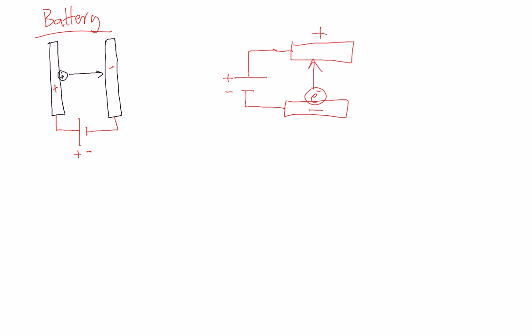Therefore, our electron will be repelled from the negative and attracted to the positive, so we'd get our electron flowing upwards in this case. So when you're doing battery types of questions, just make sure you know which way the positive and negative is, so you know which plate is positive and negative.